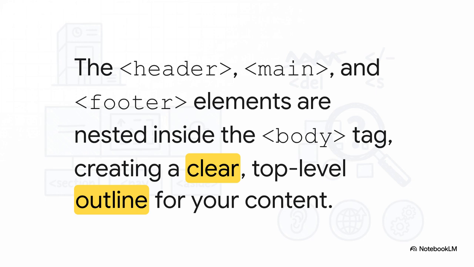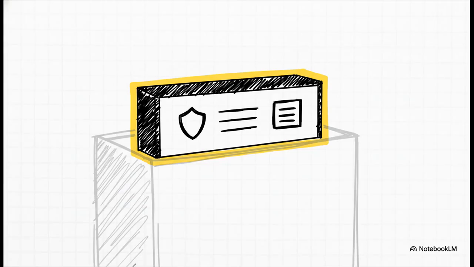The header, main, and footer all live inside the body tag, and together they form this perfect, logical outline for the entire page. So the header, that's your lobby. It's the very first thing people see, and it totally sets the stage. This is where you put your site's logo, the big page title, and of course the main navigation. It's all about introduction and helping people get their bearings.